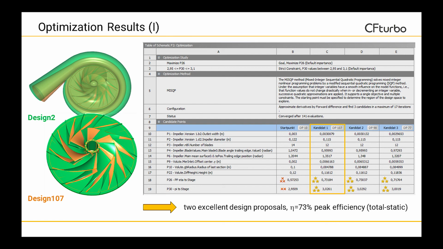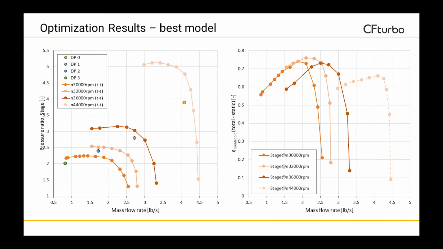In this slide, we visually compare the impeller of basic design 2 with optimized design 107. The performance maps show data of a wide operation range. For this example, the speed varies from 30,000 to 44,000 RPM. The stage efficiency, total to static, is beyond 70% in the main operating range. That's excellent for a small size compressor.